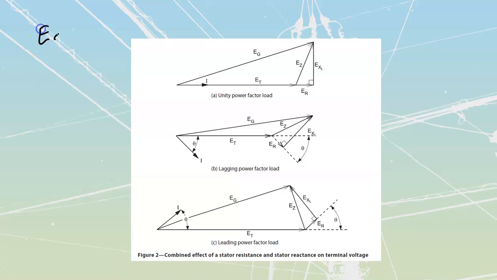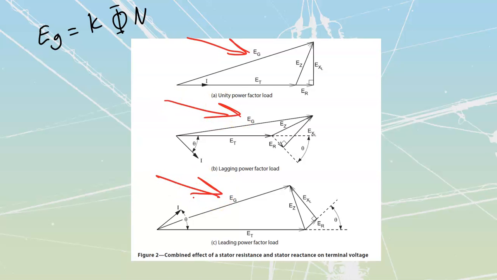First of all, EG is equal to K, the machine type. I'm not going to change that. Phi, my field type, so the type of flux that I have off the field, and N, my rotation. If I have the same machine with the same amount of flux and the same rotational speed, I'm going to have the same EG. I want you to note that for every single one of these, I have the exact same length of my EG, or the voltage that I'm going to generate.